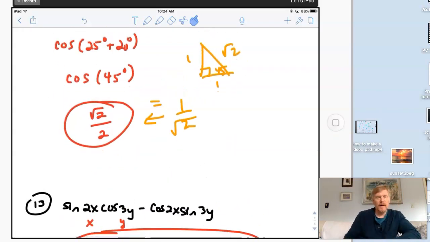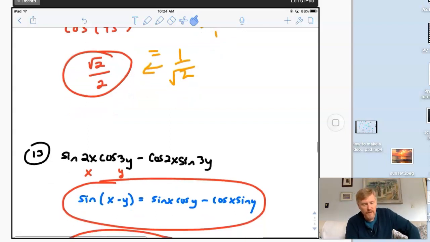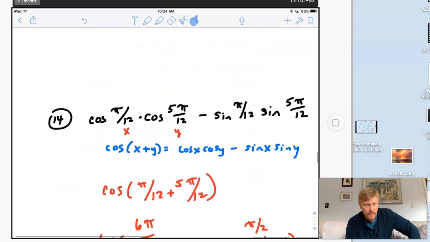All right, next one. I got all variables in this one, okay? So I'm not going to be able to come up with such a nice, neat answer as I did above, where it's like square root of 2 over 2. But what I do need to do is figure out which formula to use. Since I see there's a sine cosine minus cosine sine, I can see that that's going to be a sine of x minus y. Now, x is going to be 2x, y is going to be 3y when I plug that in. And I get sine of 2x minus 3y. And that's just as good as that gets. There's nothing more I can do with that. So I'm moving on to the next problem after that.